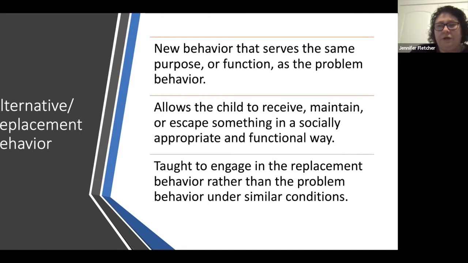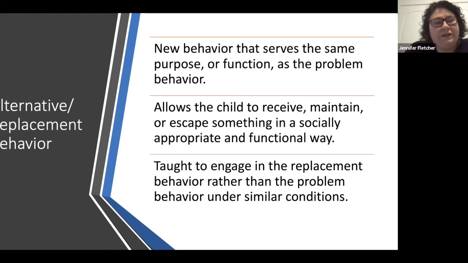So alternative replacement behaviors are a new behavior that serves the same function, the same purpose, as the problem behavior. If your child is engaging in hitting because they want to get out of homework, then you want to do something to teach them how to escape in a better way. Or if they're hitting because they're trying to get a tangible, then think about what you can do to help them have a better way to communicate or a better behavior to get that tangible.